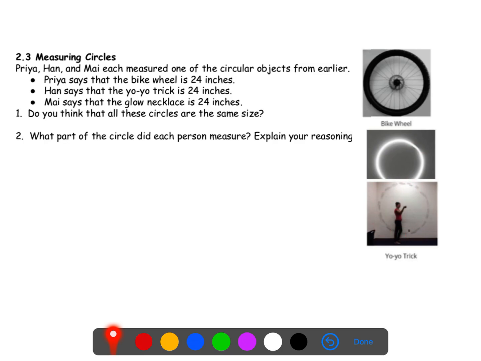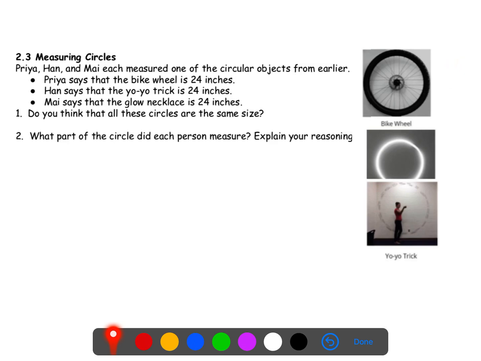If you can see on mine here, this person is standing holding a yo-yo on the extended string, and it's showing the path of the yo-yo as it swings around the person. So kind of making a large circle around her. So it says, Priya, Han, and May each measured one of the circular objects listed here.